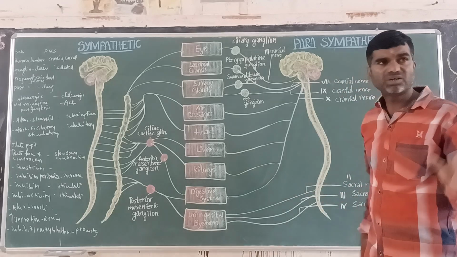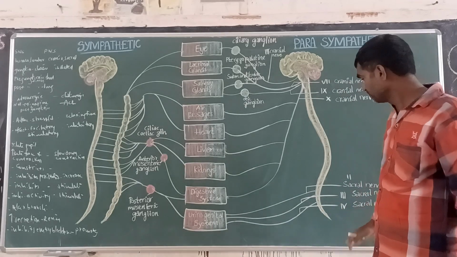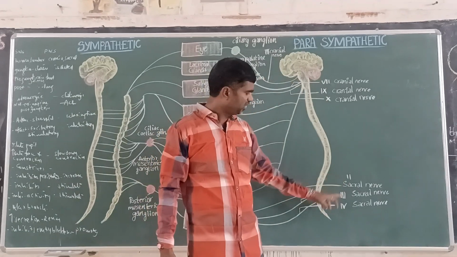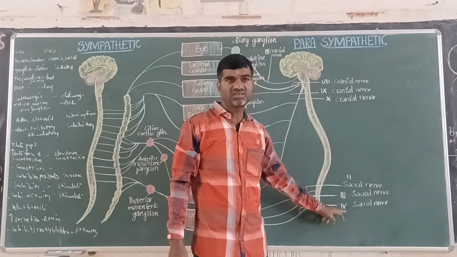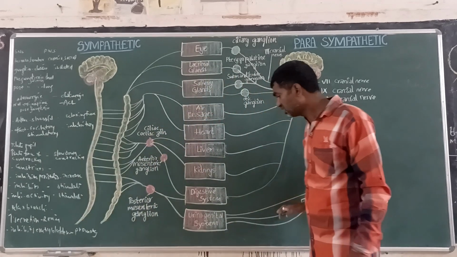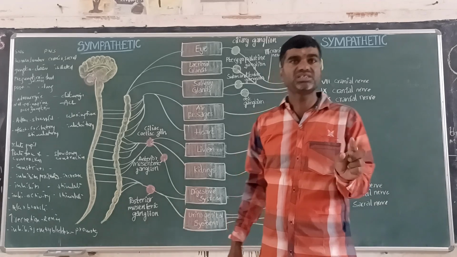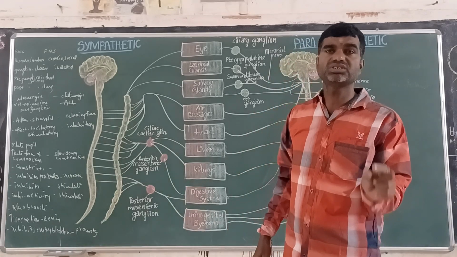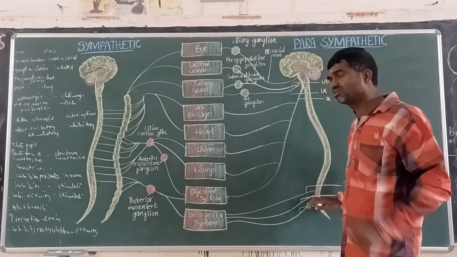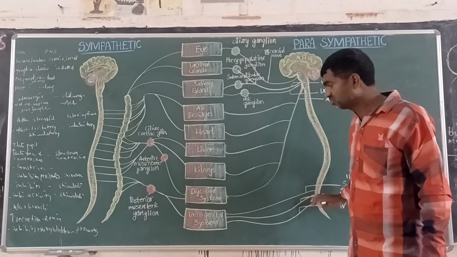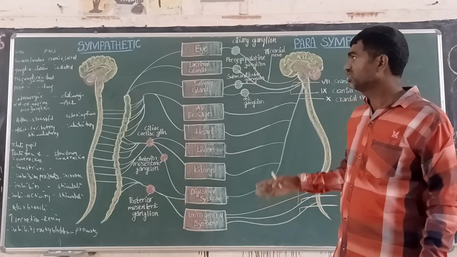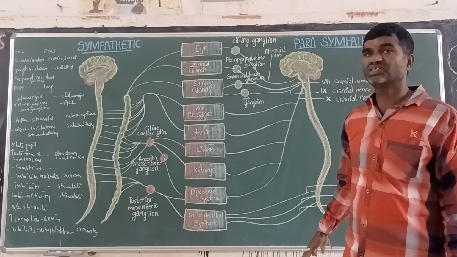And last, the abdominal region of the parasympathetic neuron contains sacral nerves. That is the second, third and fourth sacral nerves. These are connecting into the urinogenital system. So these are postganglionic neurons of the abdominal region, connecting into the urinogenital system. So likewise, this is how the parasympathetic neuron works.